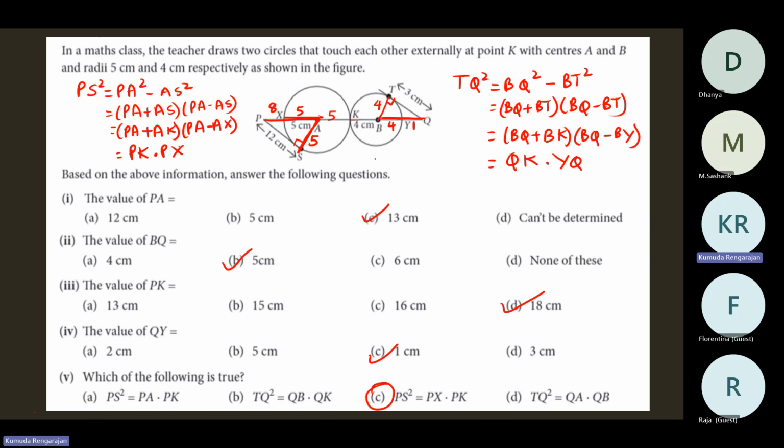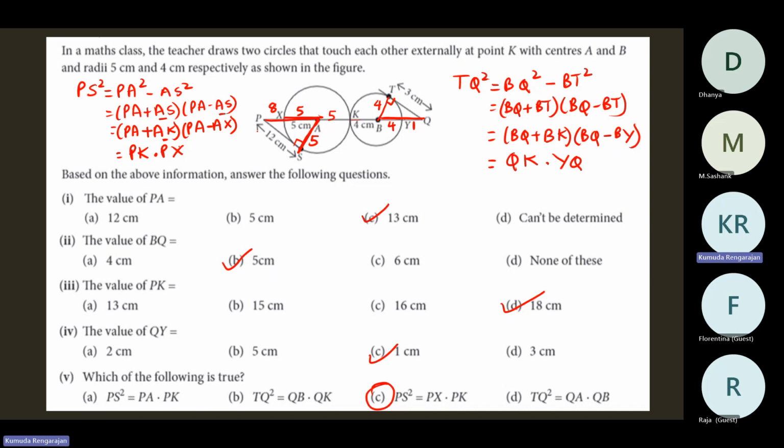When it is addition, if you have a line segment like this, extend it. When it's subtraction, you should substitute in a particular way. See here, I'll tell you. For AS, PA plus AK, extending it, you can write it as PK. But for PA minus, write a line segment on PA itself. Only then you can subtract.